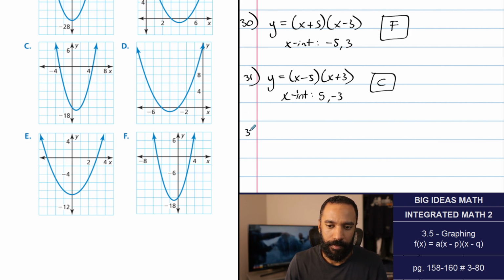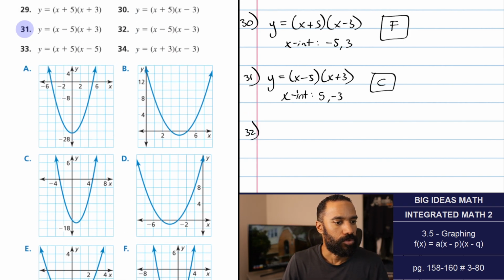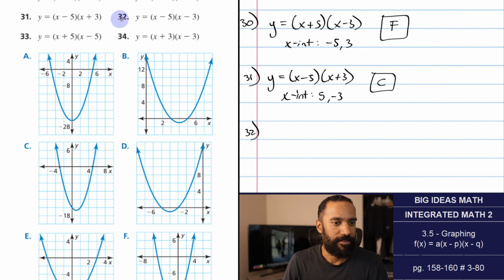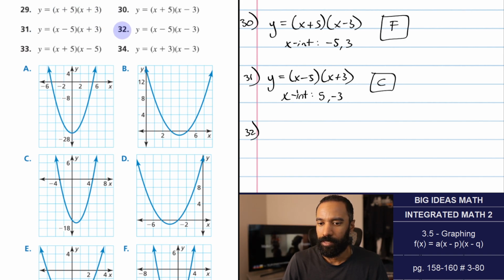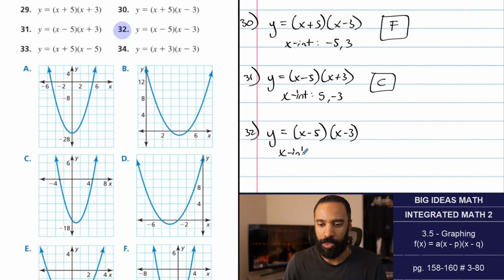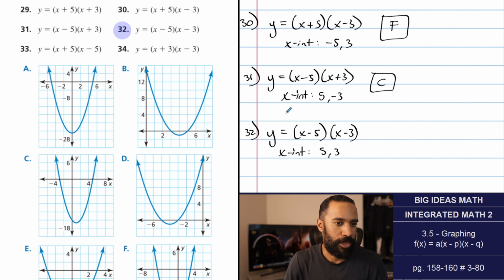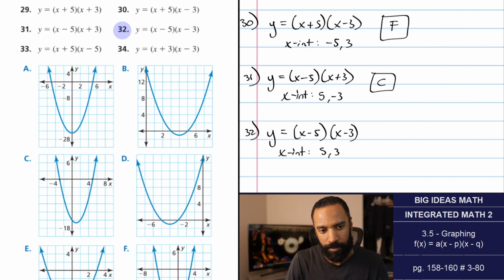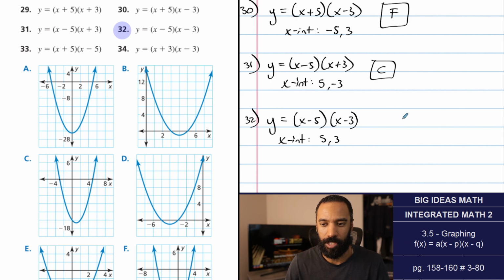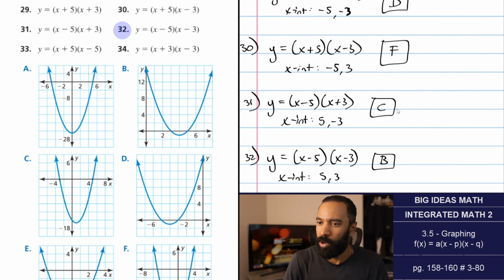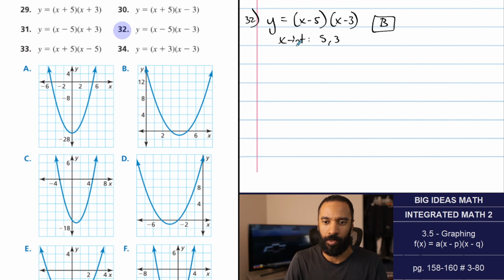Number 32. Y equals x minus 5 times x minus 3. Take the opposites of those. You get 5 and 3, right? So x-intercepts of 5 and 3. So they're both on the right side. So 5 and 3. I think it's B right here. 3, 5, yep. They all go upward. Keep that in mind. So there's that. It's B. And we haven't seen A or E yet. So we're looking at just A and E as the last two. Now we can play a little process of elimination or just figure out what they are. Oh, look at these.